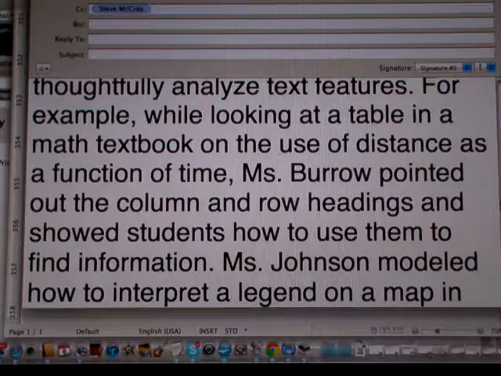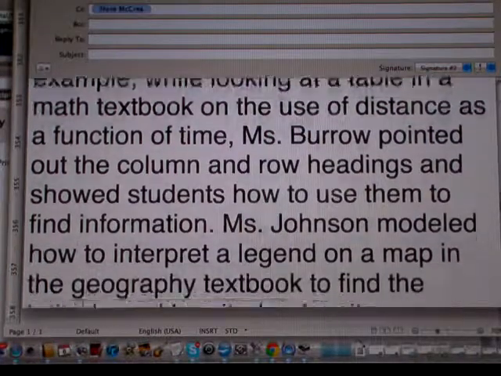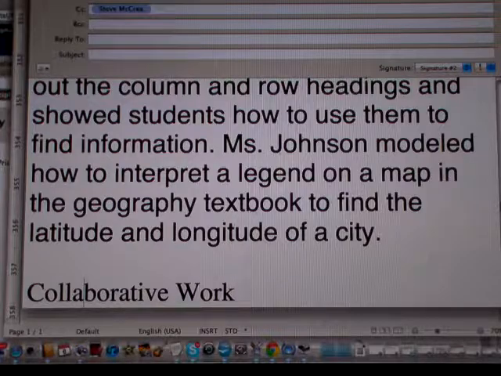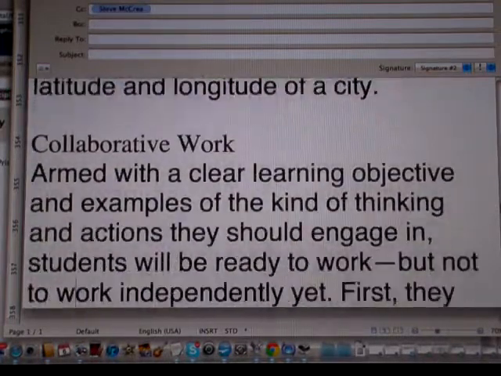For example, when looking at a table in a math textbook on the use of distance as a function of time, a teacher could point out that the column and row headings are important, and they could show the students how to use the columns and the rows to find information. The teacher could model how to interpret a legend on a map in a geography textbook to find out the longitude and latitude of a city.